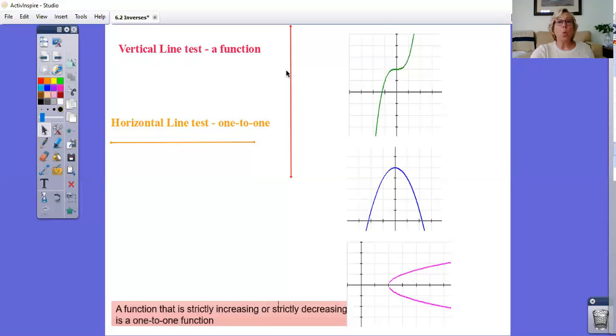So let's do a one-to-one test. We use the horizontal line for that. So if my horizontal line touches in only one place, it really does touch in one place there, this green graph is one-to-one. Notice though that the blue graph, that parabola, is not one-to-one. And the pink graph is, yes, one-to-one. That horizontal line is only touching in one place. If you have a function that is strictly increasing or strictly decreasing, like this green graph that's strictly increasing, it's going to be a one-to-one function.